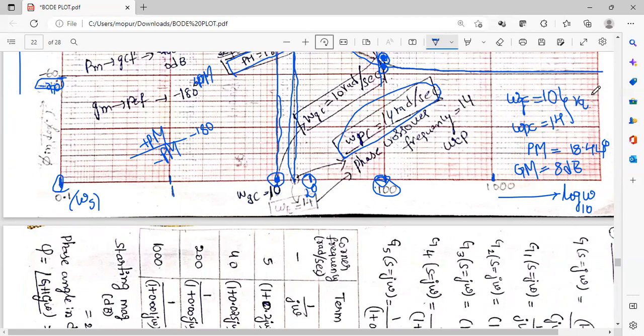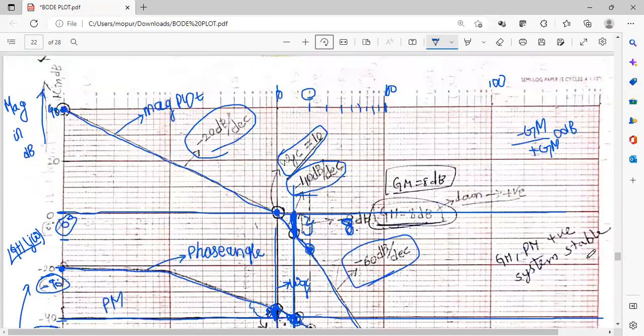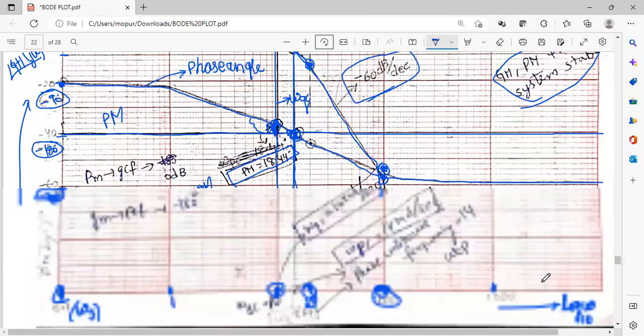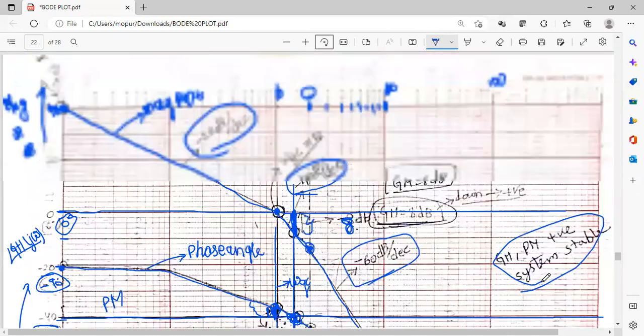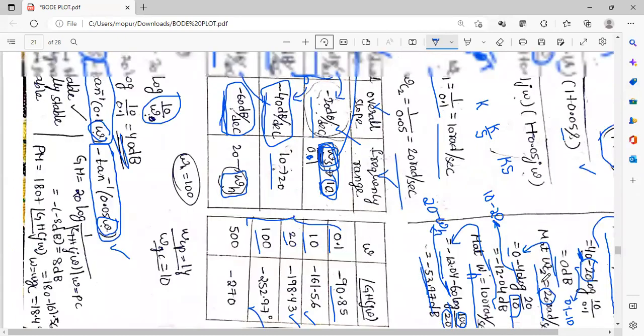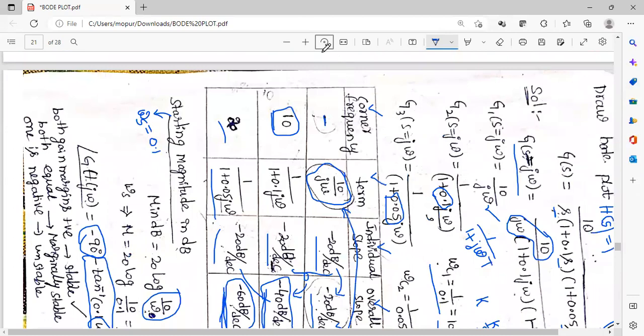Now, if you see here, the phase margin and the gain margin both are positive. When both are positive, the system is said to be stable. Now we have got the phase margin and gain margin values from the graph. We can even verify these values through calculation. This is additional, let me explain that.